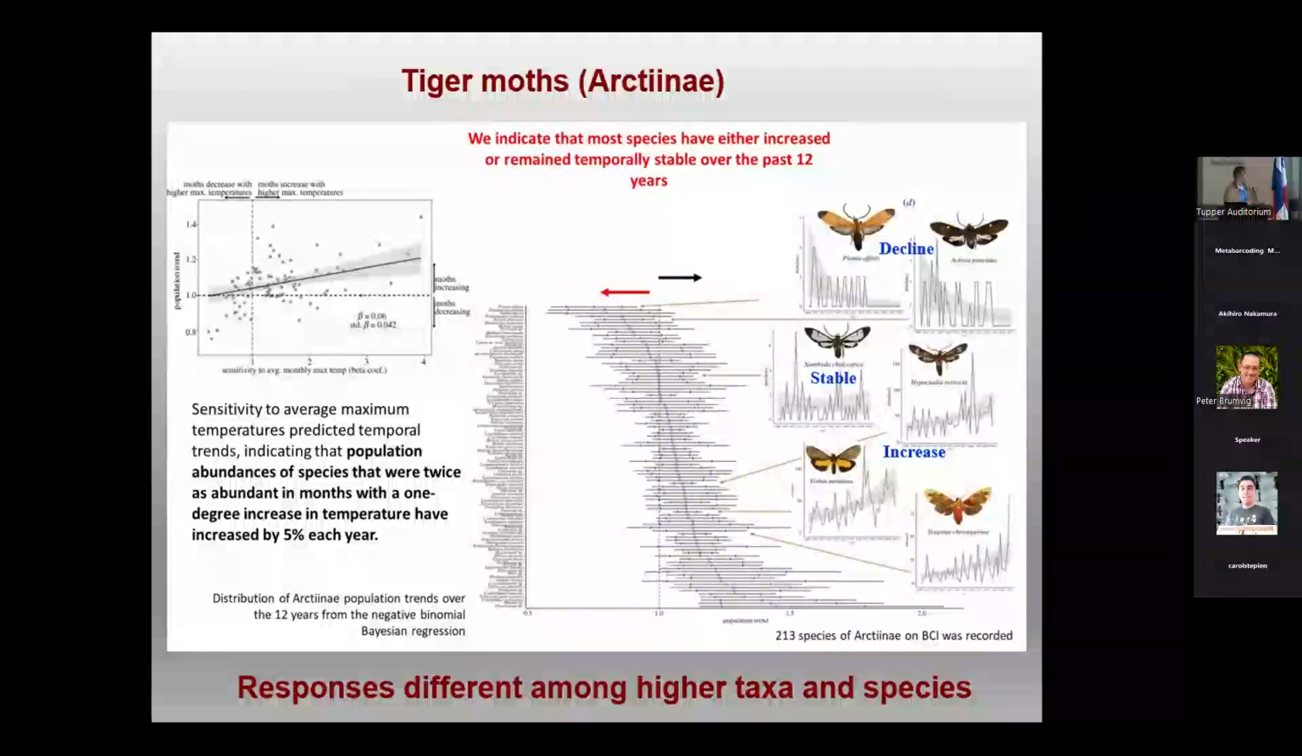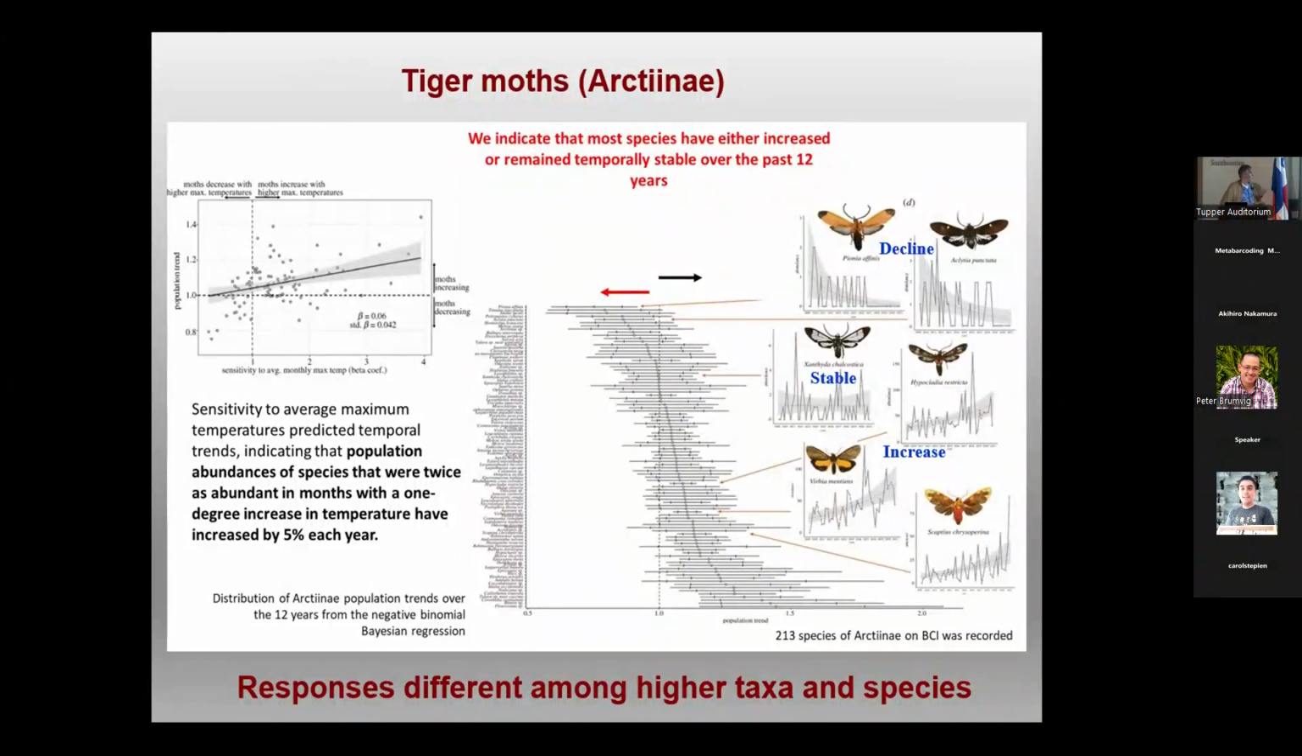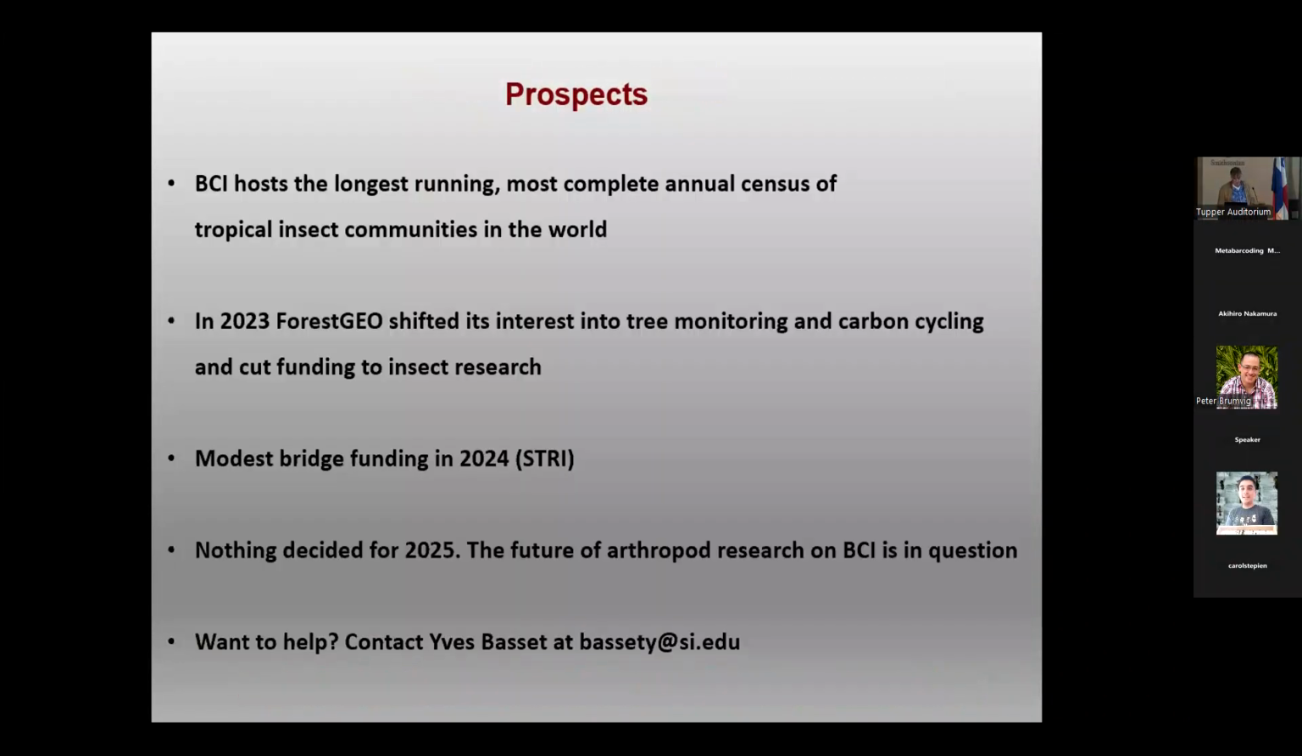Just to say one or two things about the results. We have lots of different responses to climate change, and it's not only between the insect groups, the insect taxa, but also between the species within a certain taxon. Here is an example of tiger moths, Arctiinae, where we can clearly see that some species are in decline, others are stable, and actually many species for the time being are increasing.